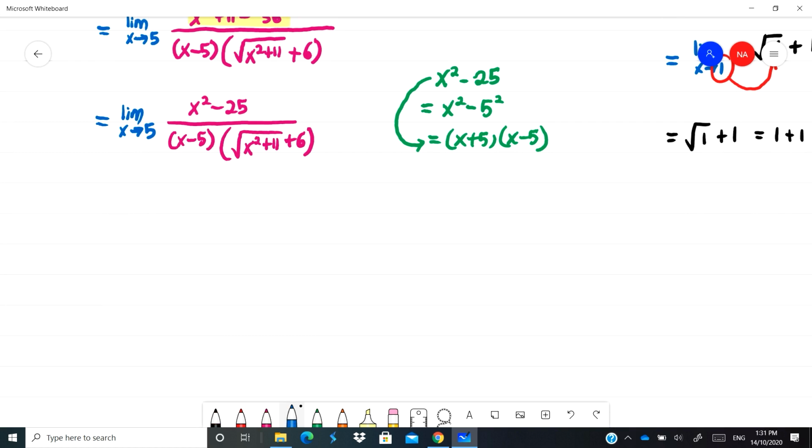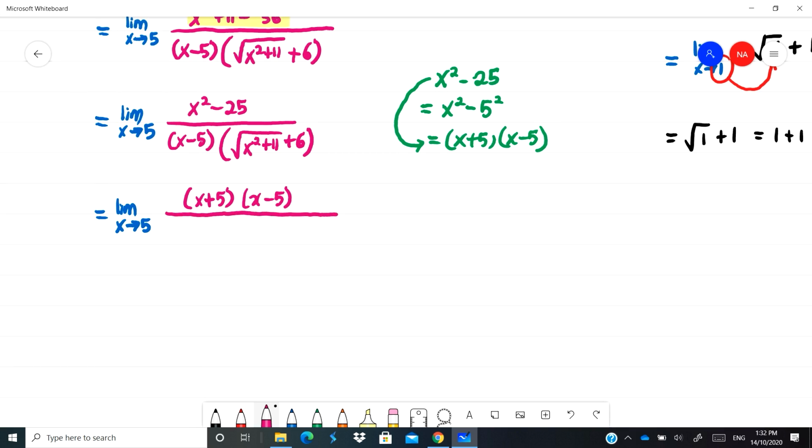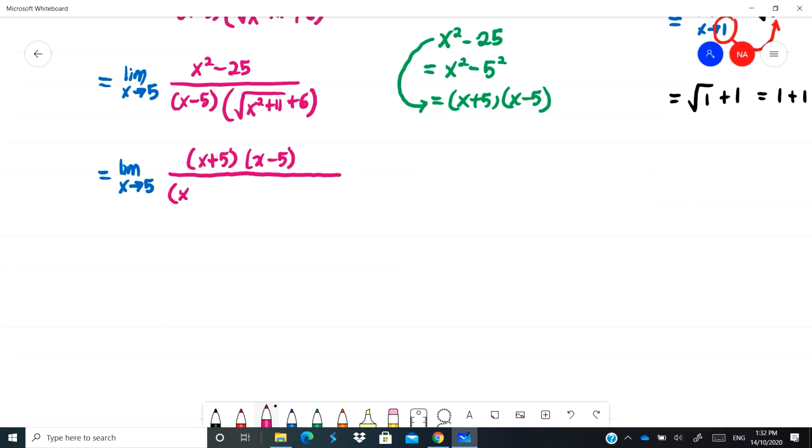So you still have that limit as x approaching 5. You can't forget this limit, because we have not substituted the value of x with 5. So we'll have (x + 5)(x - 5) at the numerator. In the denominator we have to copy it again, so we'll have something like the square root of x squared plus 11, plus 6. Please take note that we have the same term at the denominator and also the numerator, x minus 5 and x minus 5, so we can cancel it.